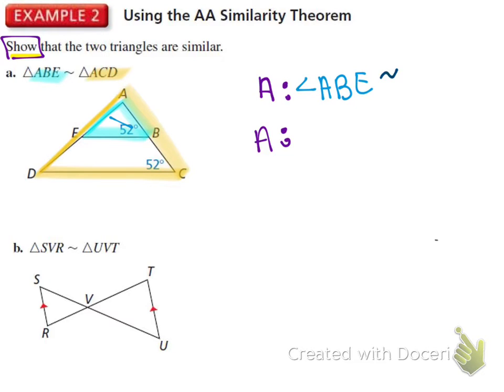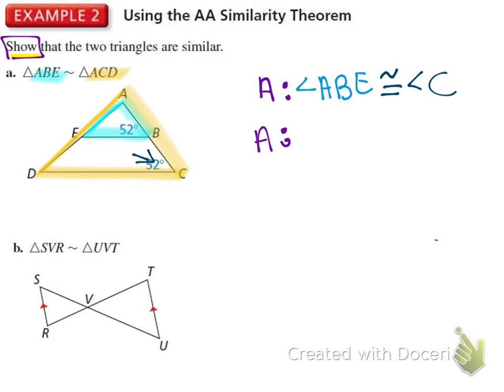And it is congruent to this angle down here. Can I call it angle C? Yes, I can. There's no other angle at that vertex. So that's my first angle. There is another one. You have to think about it.